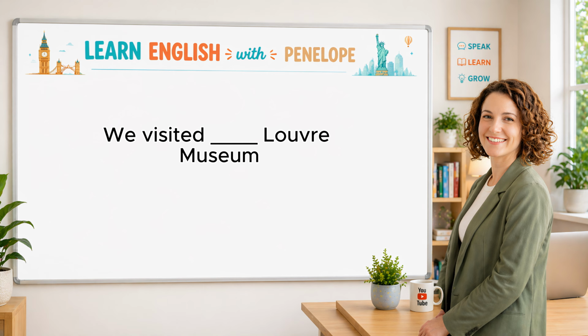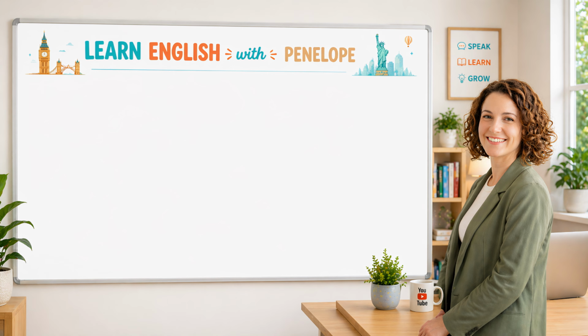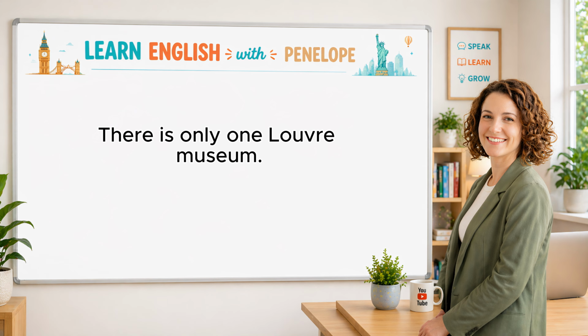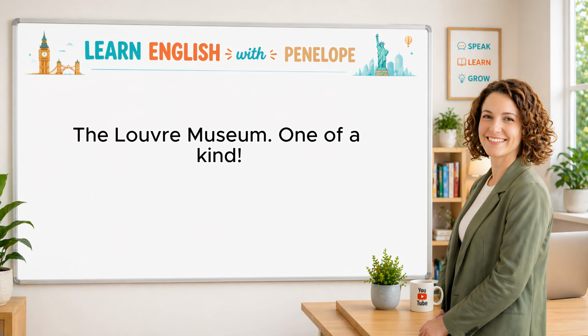Practice sentence 6. We visited blank Louvre Museum in Paris. The Louvre is a famous and unique museum. There is only one Louvre Museum. So we say, we visited the Louvre Museum. The Louvre Museum. One of a kind.